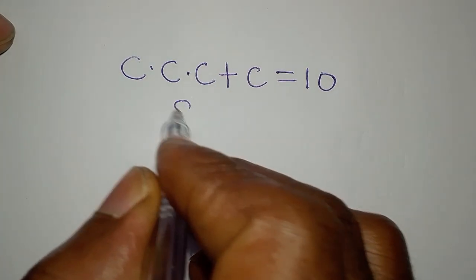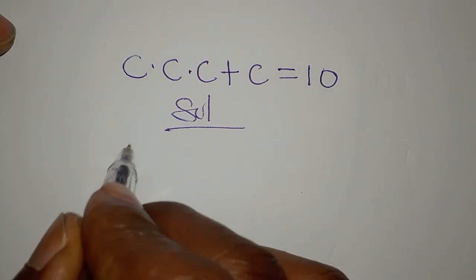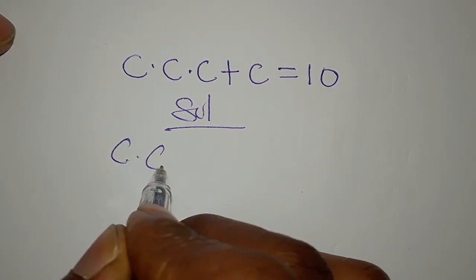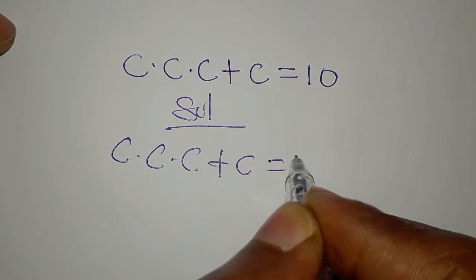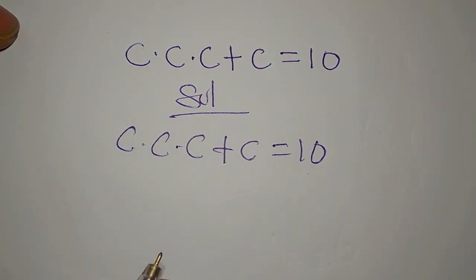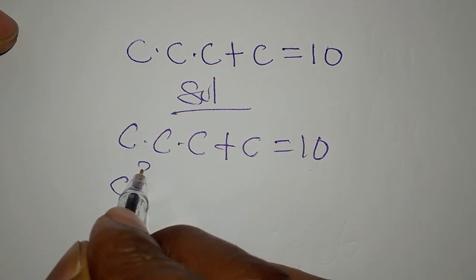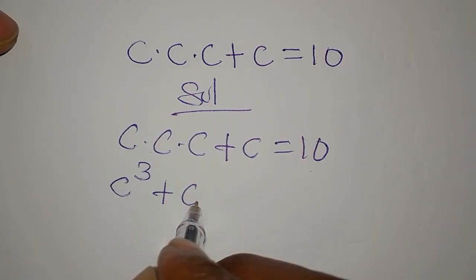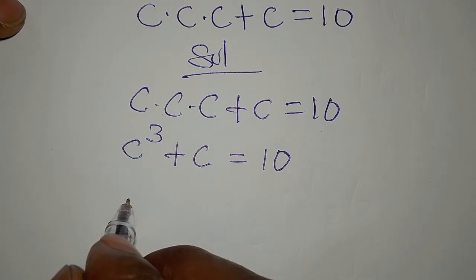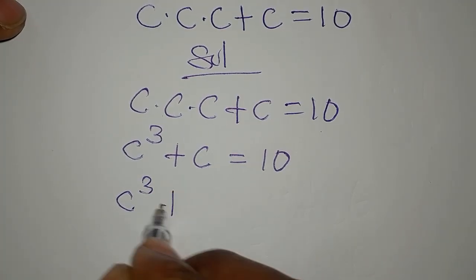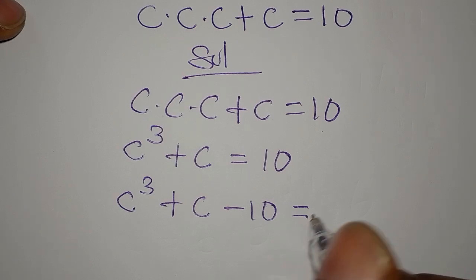Hi everyone, let's provide the solution to this problem here. C multiplied by C plus C is equal to 10. Okay, C times C times C will give C cube. Then we have C, this is equal to 10. Now C to the power of 3 plus C minus 10 is equal to what?